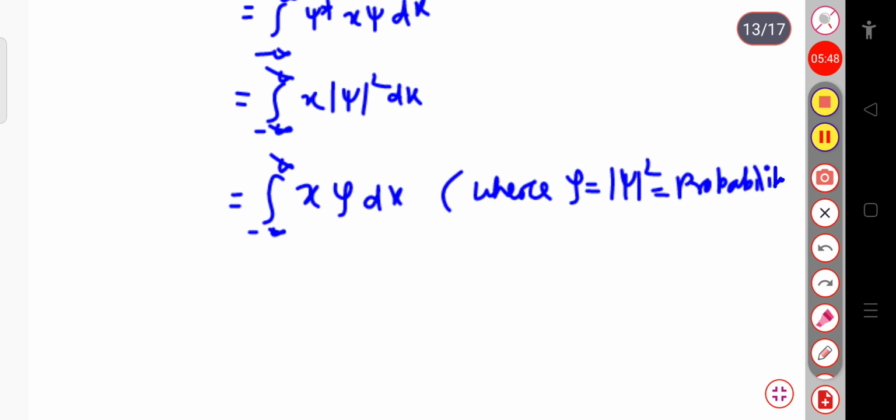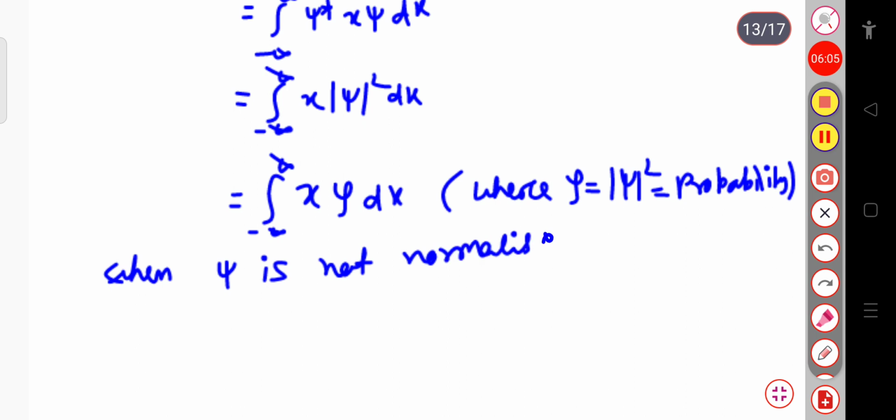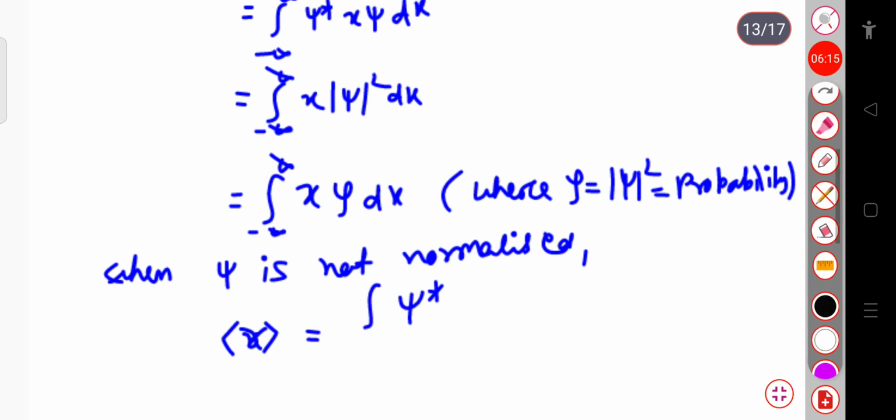Okay, and similarly when the psi is not normalized, we can write the expectation value of x will be equal to simply integration psi star. Let me write, this is your r. Okay, this is your r actually.